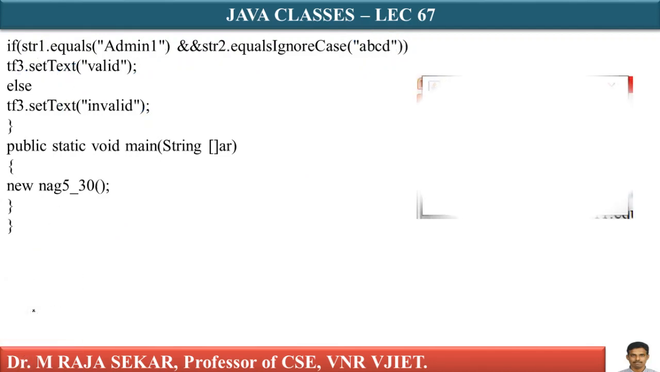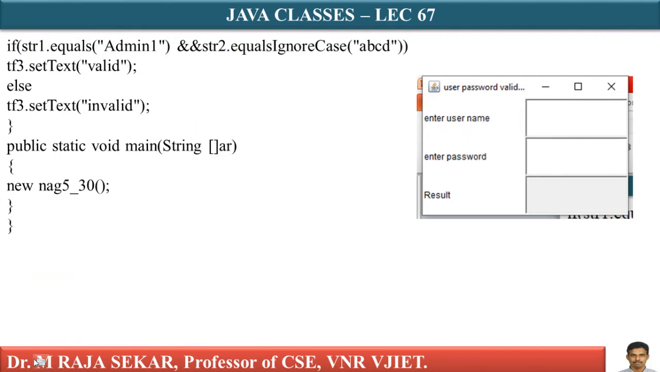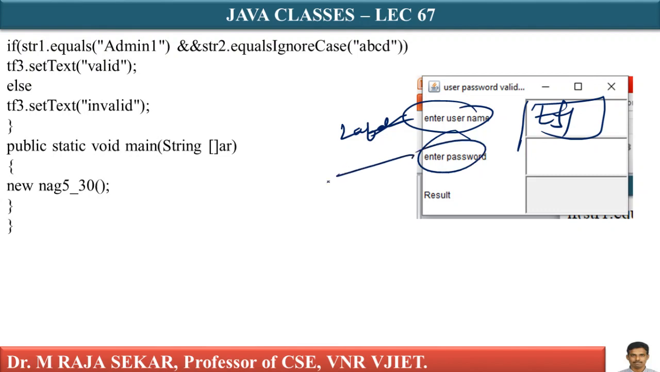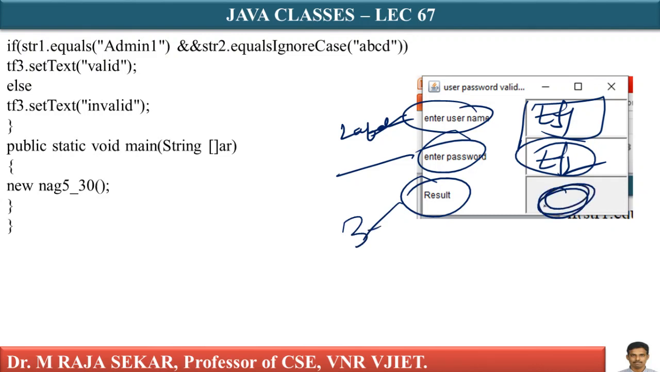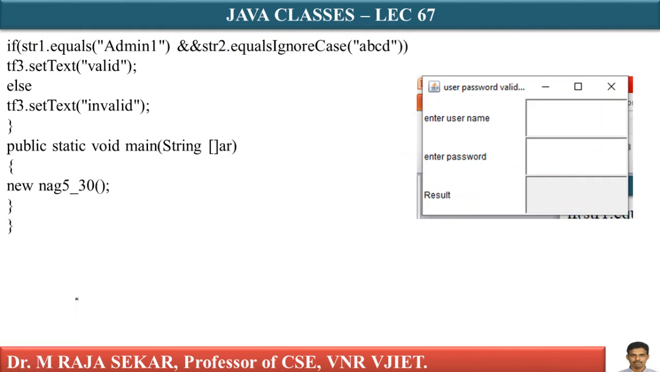If you observe the output here, just if I enter here, what is this? This is the username label. This one is text field tf1, this is the second label, this is tf2, this is the third label, and this one is tf3. Let me say, if I enter username admin1, and if I say password is abcd, the result it will check.